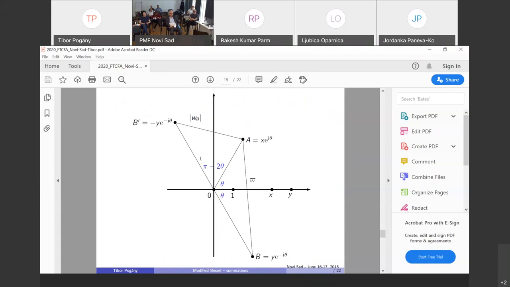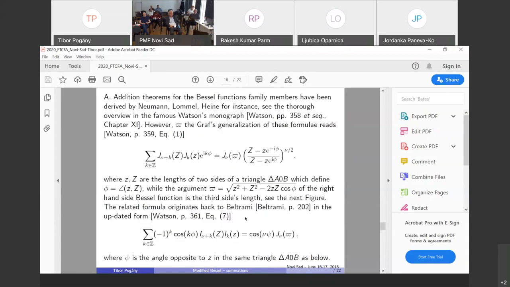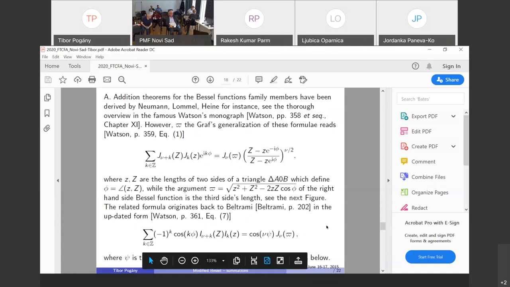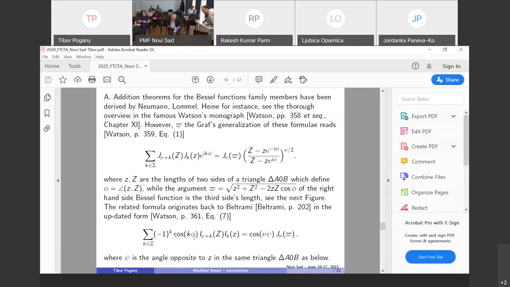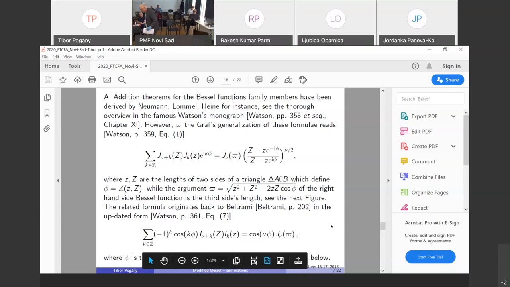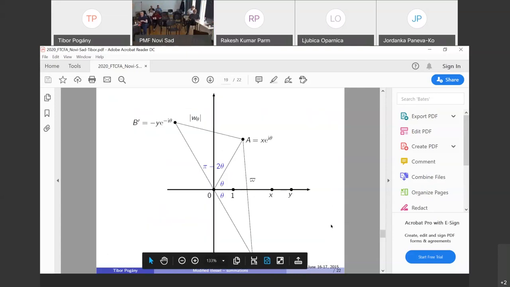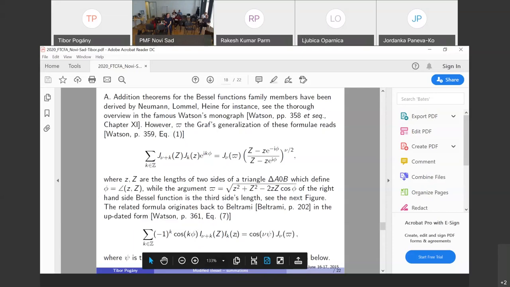Knowing that something like that was shown by Beltrami and also by Watson in some other writing, you can see what our next question is. What we have to do with the angle phi: when the angle phi is zero, then the left hand side is an alternating series with different orders, modified Bessel functions, and different arguments.